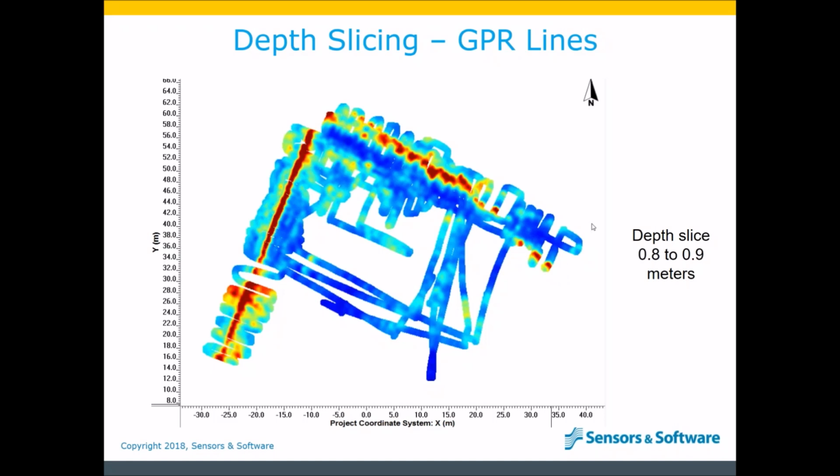And we get this result for a fraction of the time involved in setting up and collecting a formal grid. Remember, the key is having an accurate GPS with good visibility of the sky and collecting closely spaced lines.